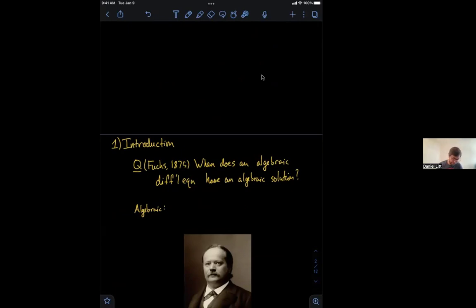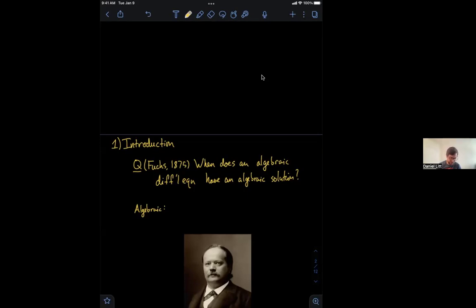So I've attributed this question to Fuchs in 1875. This is kind of the first place I was able to find the question stated in this generality in print, but it was clear people were thinking about it long before that. So Kummer asked for a classification of algebraic solutions to hypergeometric differential equations in the 1830s, and then Schwarz answered that question in 1873, and I think that's what motivated Fuchs to ask this question in general.